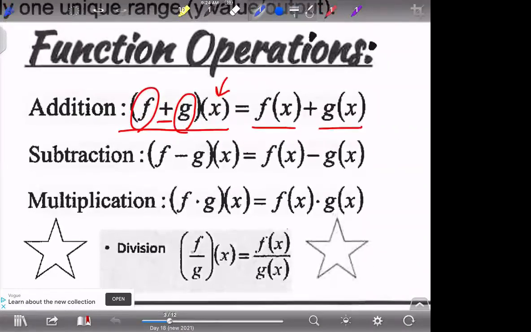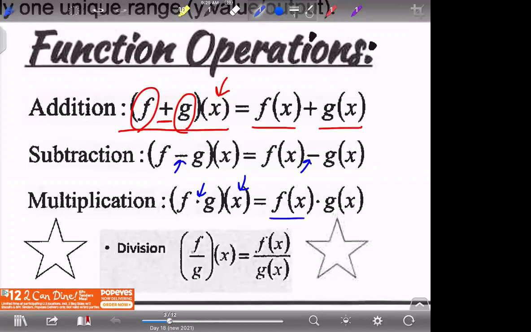Similar process for subtraction. So all that's changed here is the subtraction sign here and here. You're still taking function f and you're subtracting function g. They both have to have variables of x. Multiplication, we're going to take f times g of x. So our multiplication symbols here, this x is telling us, hey, they have to have variables of x for you to do this. And then we're going to simplify that as f of x times g of x.